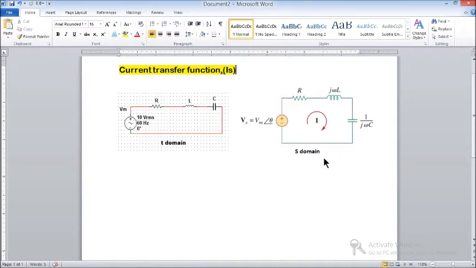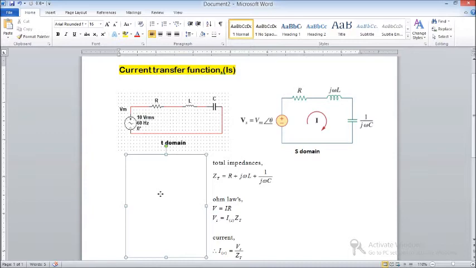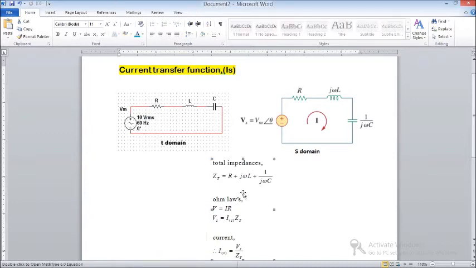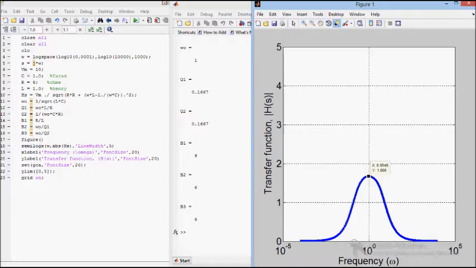Firstly, we change it to the S domain circuit and we find Z total, which is R plus 1 over SC plus SL. Then we use Ohm's law, which is V equal to IZ. Then only we can find the current transfer function IS equal to Vm over Z.